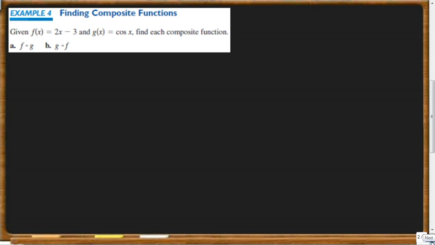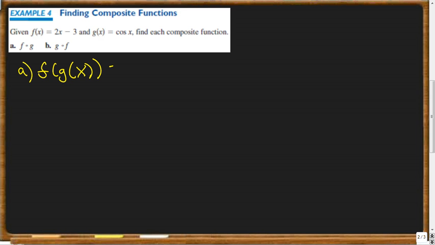Now, our next example is asking us to find composite functions. So, given we have these two functions, what would their composites be? So, A says, what is f of g of x? So, f of g of x. Well, what we're doing here, again, we're taking g, and we're plugging it into f. So we need the output of g as the input of f.